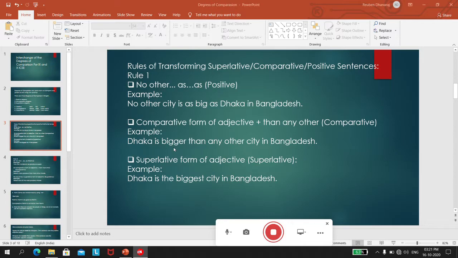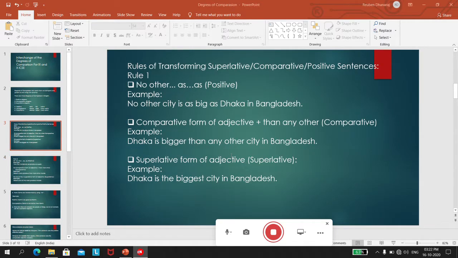Now I might ask you to change it into comparative or into superlative sentence. Comparative and superlative also have certain rules. The second thing is about changing into comparative: the comparative form of adjective plus than any other. Example, Dhaka is bigger than any other city in Bangladesh.